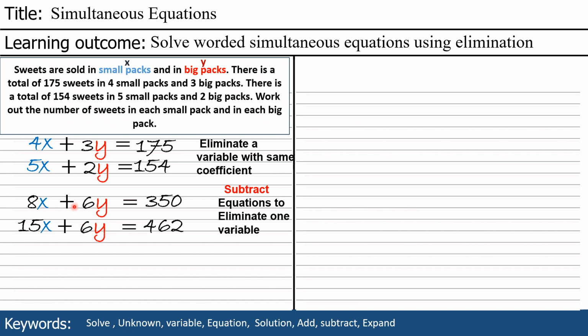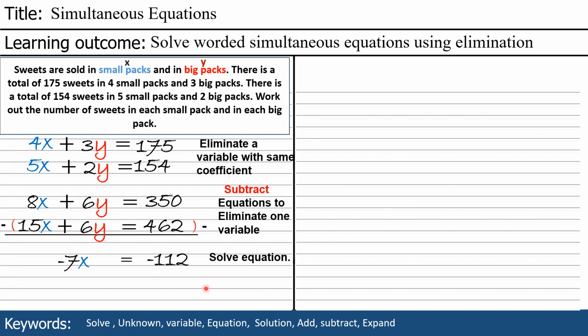Now let's subtract in order to eliminate our y variable. Remember, look at the y variables, look at the operations in front of these. It's add, they're the same. So we have to subtract both equations. So 8x subtract 15x is negative 7x. 6y subtract 6y is 0. And 350 subtract 462 is negative 112.